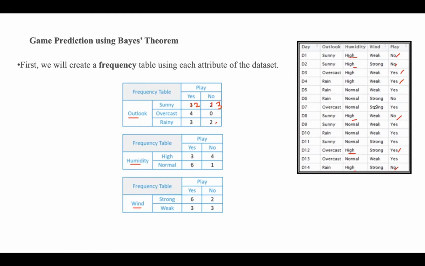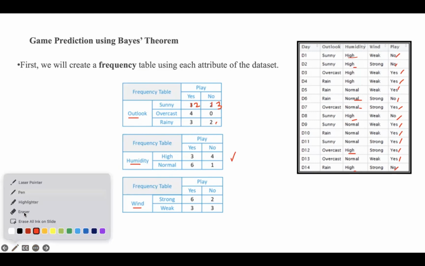Next, normal yes: 1, 2, 3, 4, 5, 6. Normal yes condition is 6. Normal no is only 1. So we got this table also. Next, do the same for the third one.